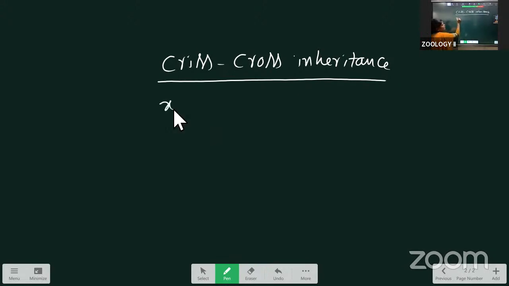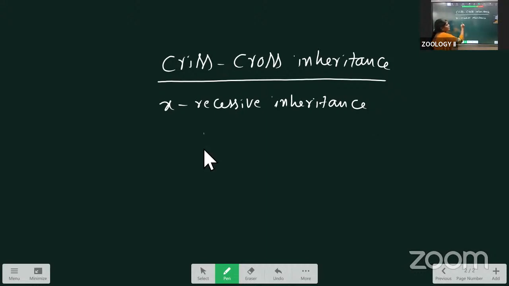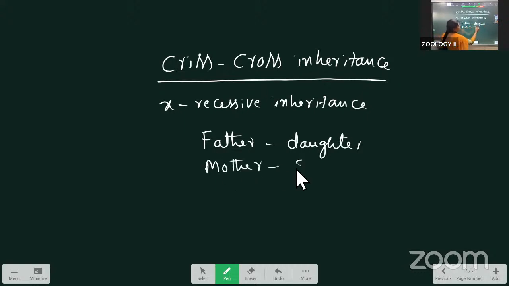This is the X-recessive inheritance. Crisscross inheritance is also called skip generation. One generation is skipped, and the next generation will show it. These characters are transmitted from the father to the daughter and the mother to the son. That we call crisscross inheritance, or also the skipped inheritance.